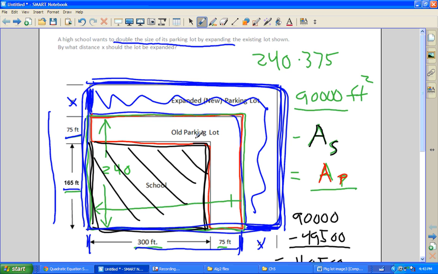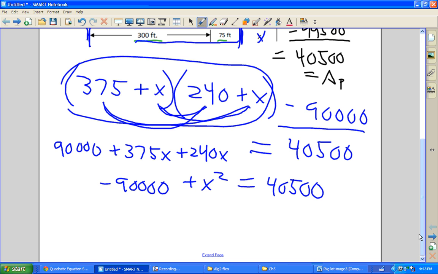And I know the area of the blue has to be equal to the area of the red, the original red L shape, because if they're going to double it, it has to be equal. So the big, gigantic rectangle minus the 90,000 rectangle has to equal 40,500. I hope you followed that this far. Now let's do the math.